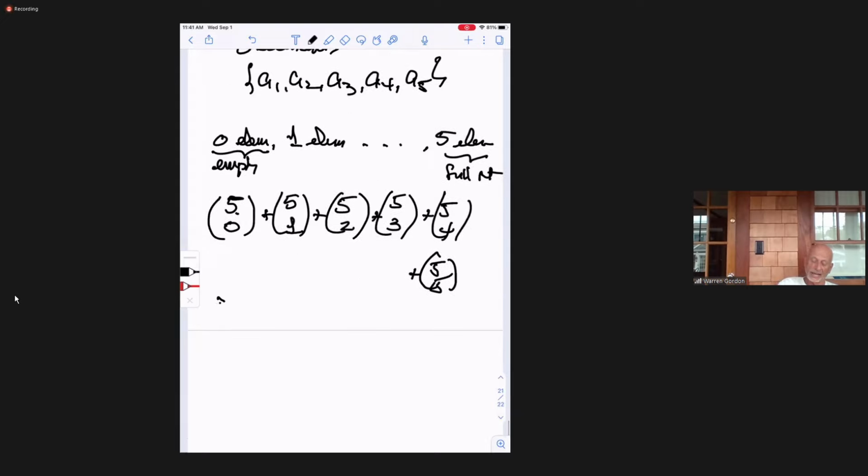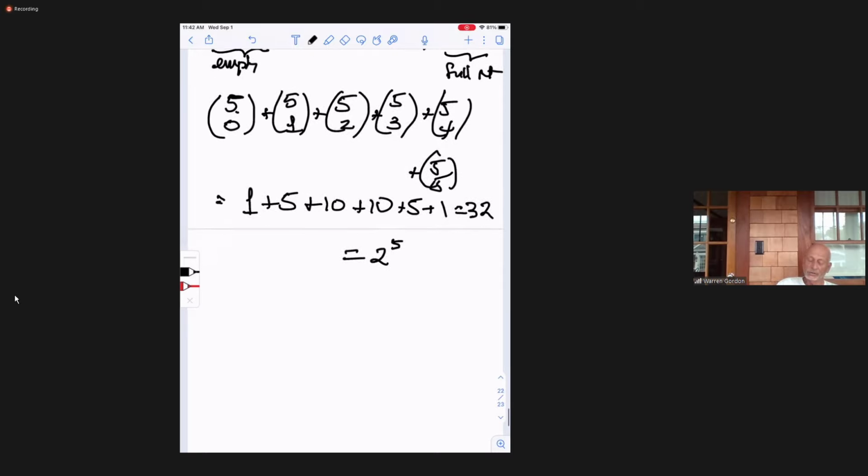Now, if I work this out, I get 1 plus 5 plus 10 plus 10 plus 5 plus 1, which is 32, which, by the way, is 2 to the 5th. In the general case, I would get n choose 0 plus n choose 1 plus n choose 2 up until n choose n. And I showed you earlier that this has to be 2 to the n.